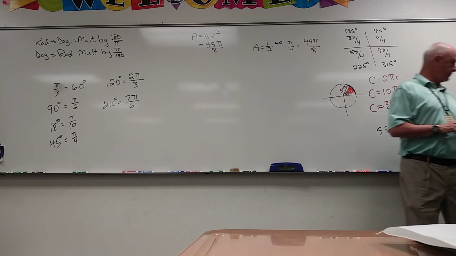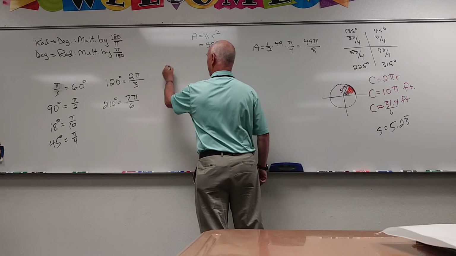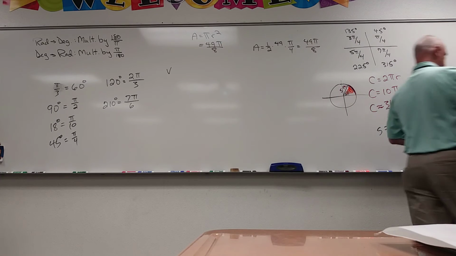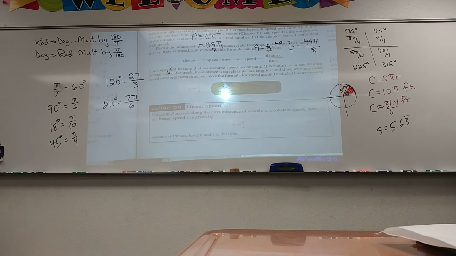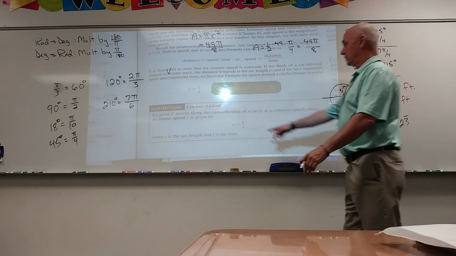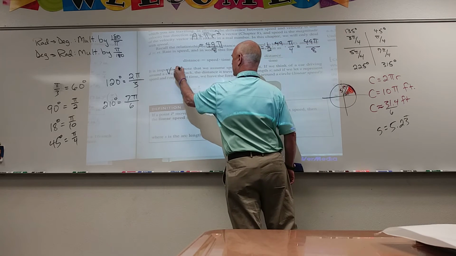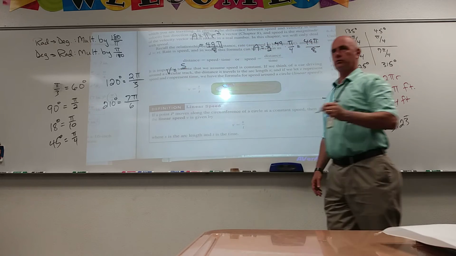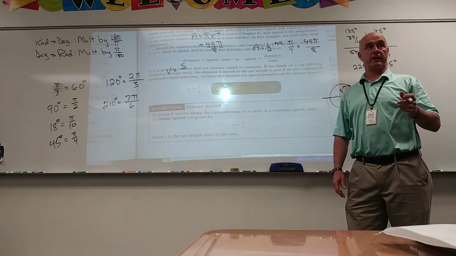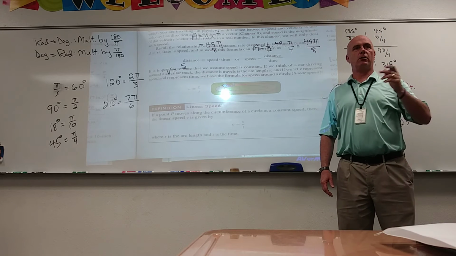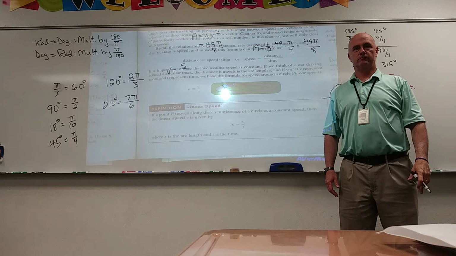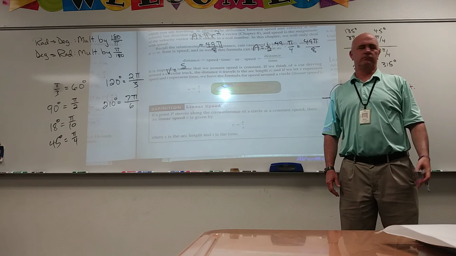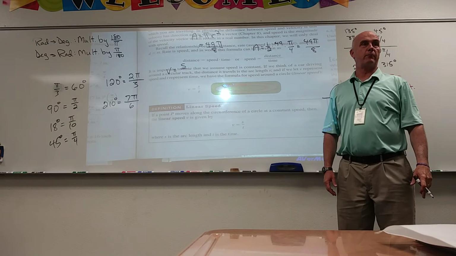So they give you another formula there. They say linear speed is called V. The reality is the V stands for velocity. So V is equal to S. Now what does S represent? Arc length. Why is S arc length? I have no idea. But you just have to remember that arc length is S.